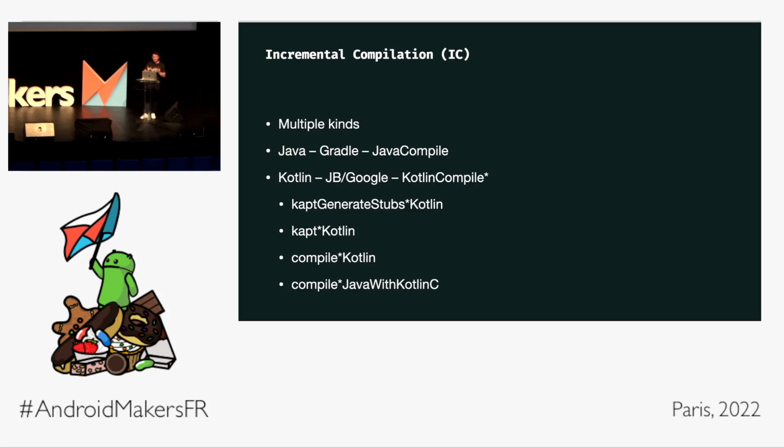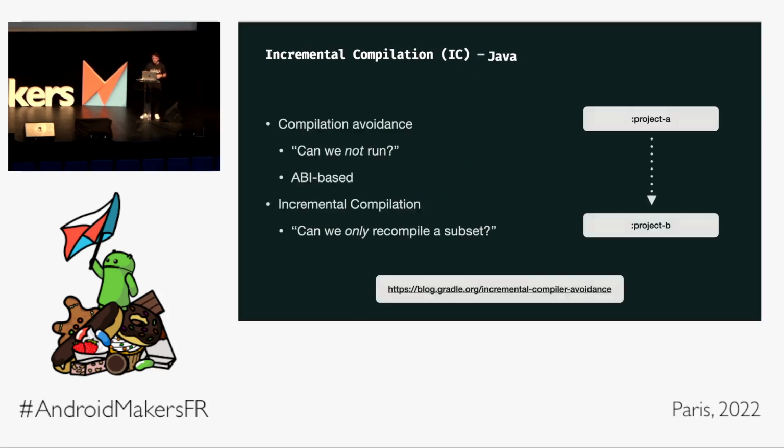This is a little bit different from caching in the sense that this basically recognizes, hey, we need to run the compilation task again, but let's try to run it as fast and minimally as possible. So there's two aspects of this. There's full compilation avoidance, which is to say, can we just avoid running the compilation entirely? This is obviously the ideal case.